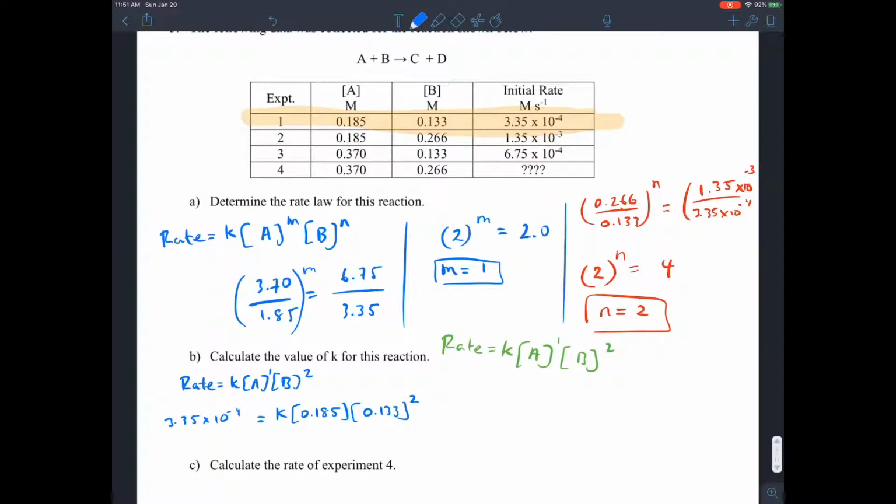I can then divide both sides by 0.185 times 0.133 squared, and do the same thing over here. What I'm left with is that K is equal to, well, if I get the ratio, it's going to be 3.35 times 10 to the negative 4 over 0.185 times 0.133 squared. Sorry, my writing got kind of bad at the end.